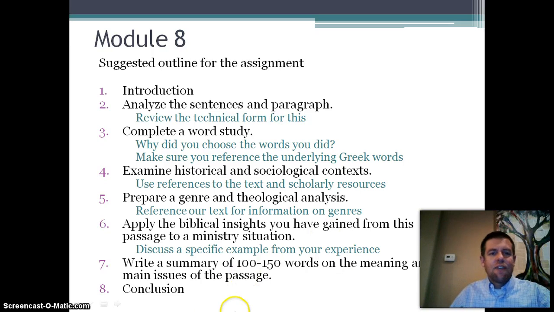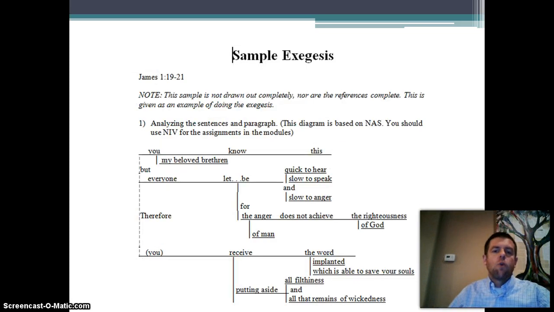Now for the assignment, once again, just like in every assignment, I'd suggest that you have an introduction and a conclusion. And then in the middle, you need to work through all the different sections. The first section is going to be analyzing the sentences and paragraphs. You're going to need to review the technical form. And if you go back to the example exegesis that's available in the class, you should note this very carefully. I know this isn't the easiest thing for many of us. We haven't done this in a long time, but look at this form. It should look something like this.